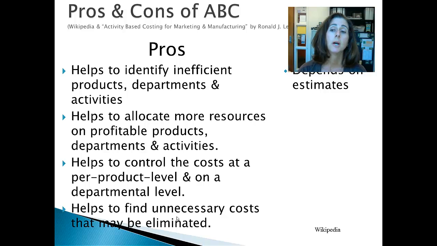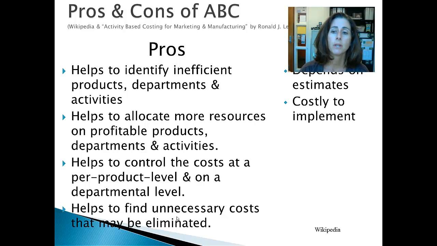The cons are it depends on estimates. But that's the same way with traditional product costing too. It all depends on estimates. We forecast the cost into the future. We're forecasting what the activity is. And based on those assumptions, we're calculating what the product cost is, whether we're in traditional or activity-based costing. So that's kind of a neutral between the two.